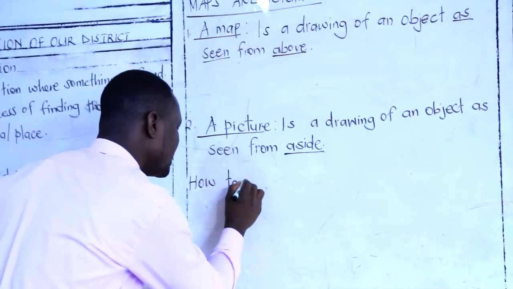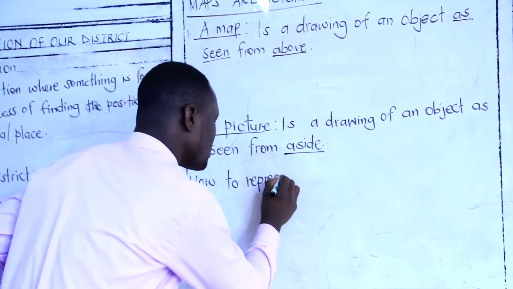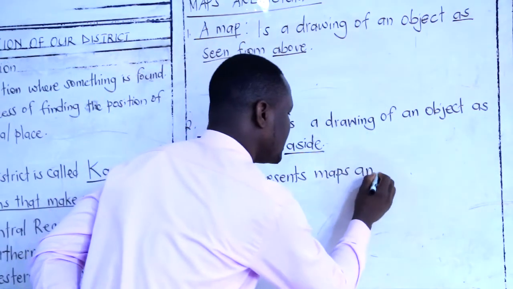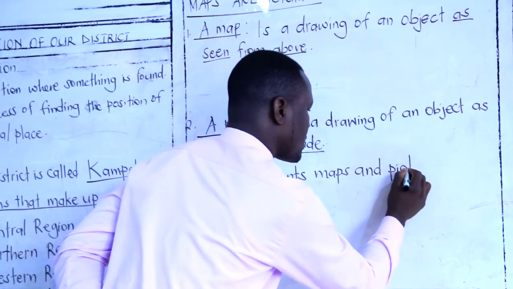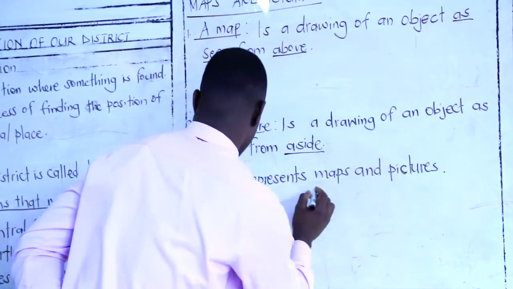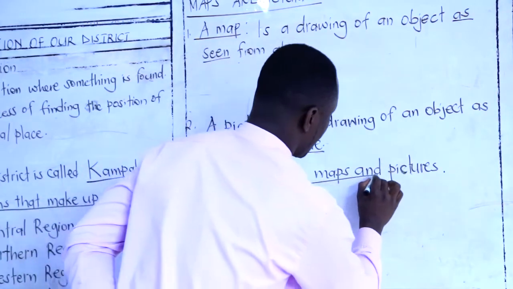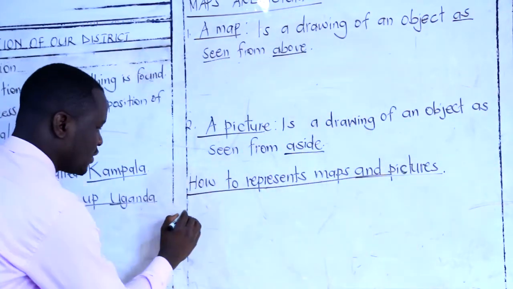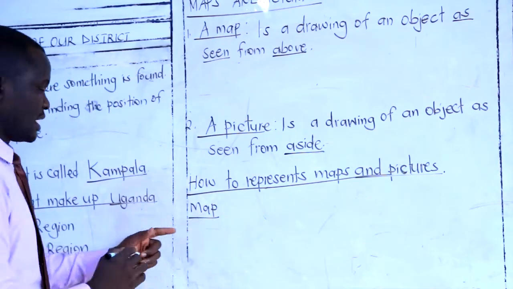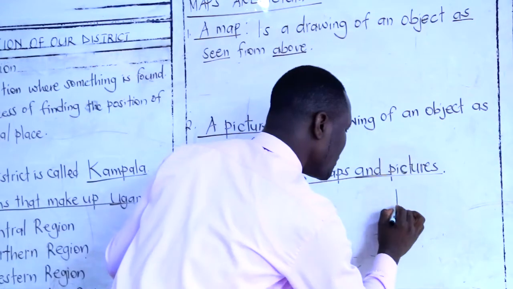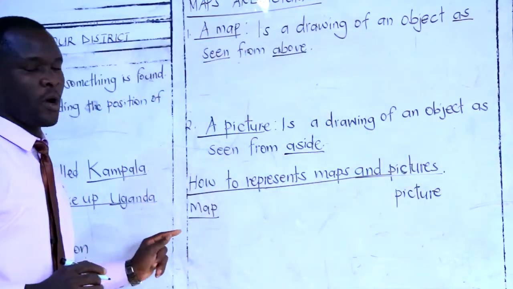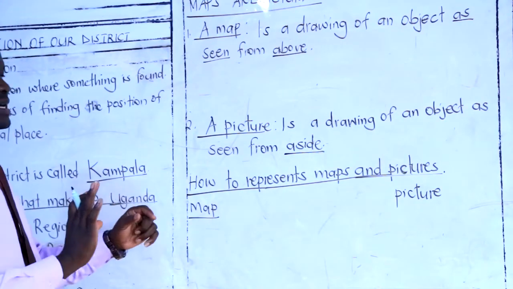Now, we are going also to understand how to represent maps and pictures. Which means we are going to be having two columns here. We are going to be having one, maps. How do we represent a map? Then here we are going to have a picture of that object. How is that object drawn from a side?